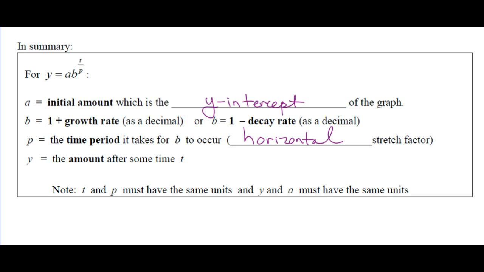All right, so you've got to read questions carefully. Just watch out. It could be a time in years, but your doubling period might be in months. And y and a must have the same units. They're basically just going to be dollars or number of bacteria or number of people if it's a population.